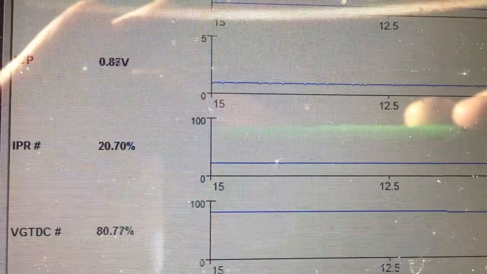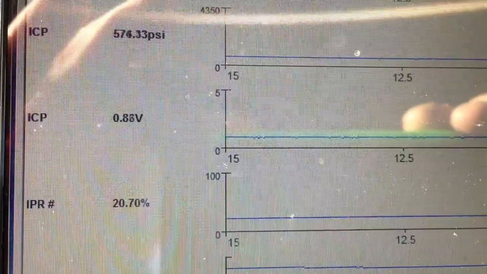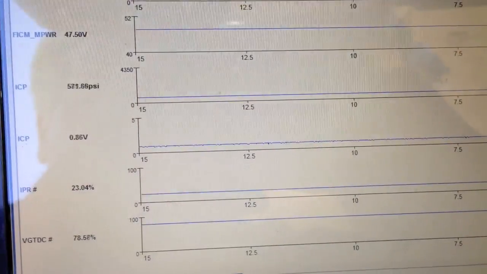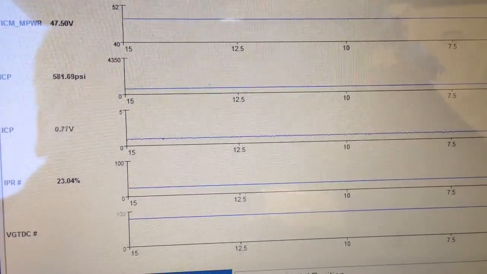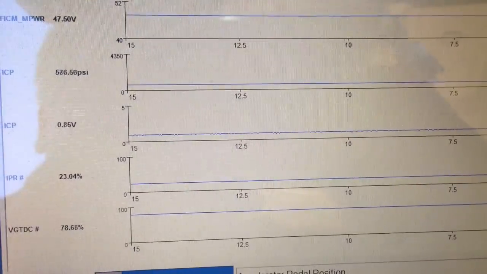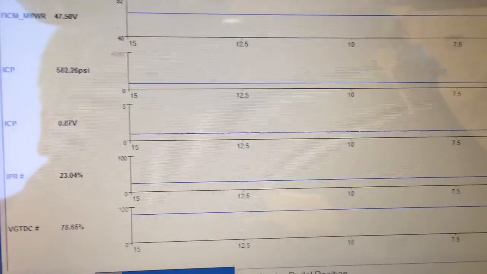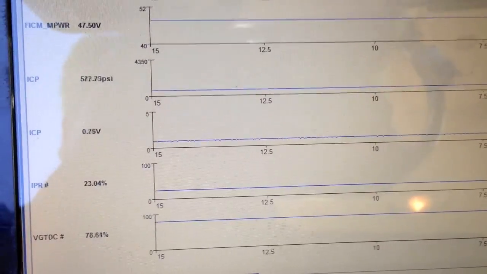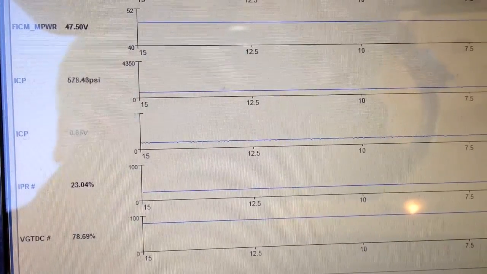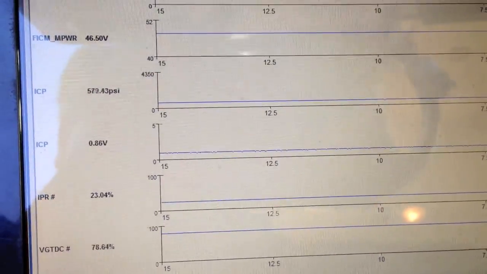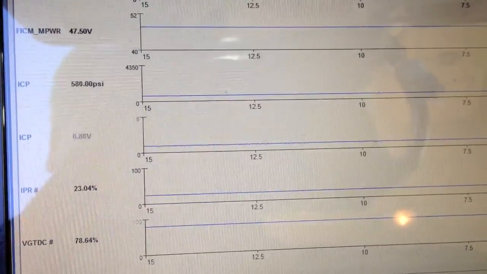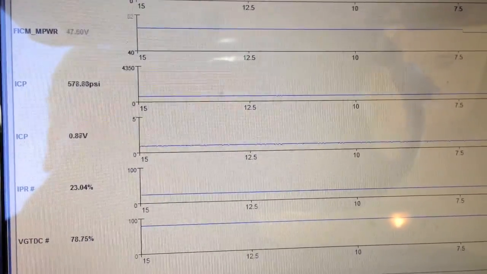IPR roughly 20-21%. ICP voltage and ICP pressure. Okay, I cannot get this one to act up again, and it's a waiter, so I can't keep playing with it. I need to get it finished. But I want to just go over a few things. You can see now the importance of knowing IPR percentage. And here, it's actually getting closer to normal than it is to showing sticking, so I'm glad I did catch the one.